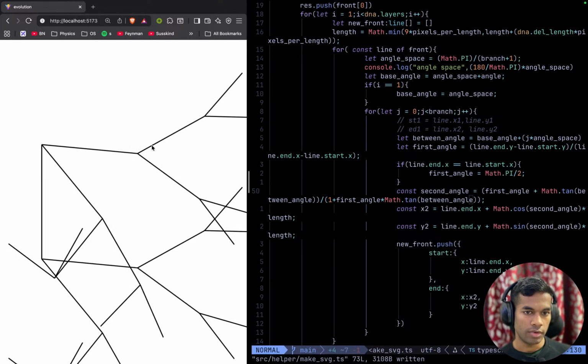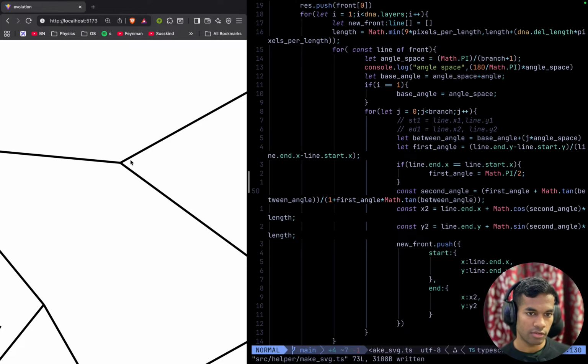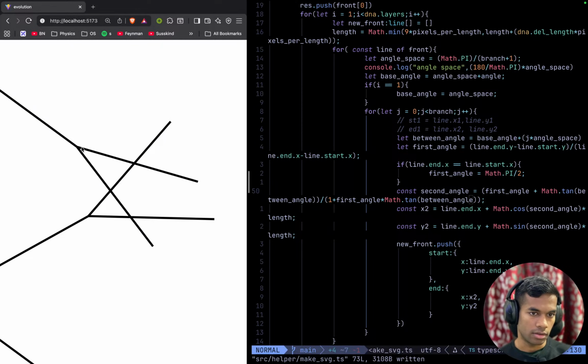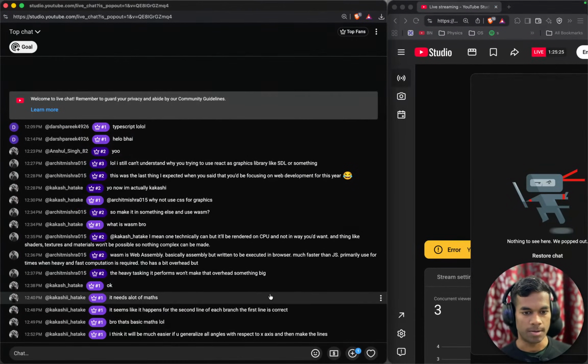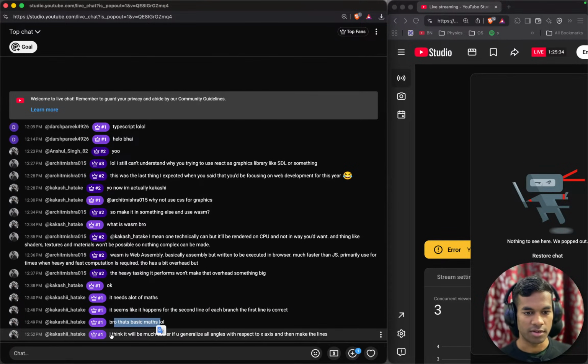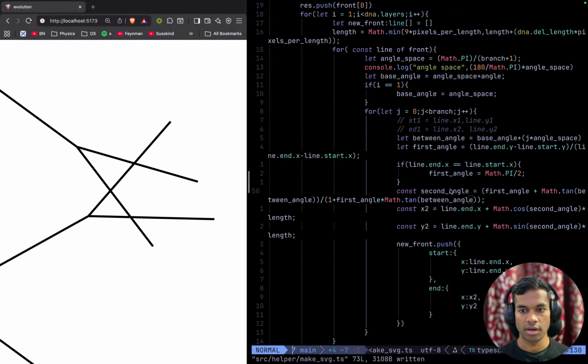Okay, we are seeing correct divisions here and here, kind of, because the angle between these two lines is smaller than it should be. This is smaller than 60 degrees. It seems like it happens for the second line of each branch. The first line is correct. But that basic math, yes. I think it will be much easier if you generalize all angles with respect to the x-axis and then make the lines.